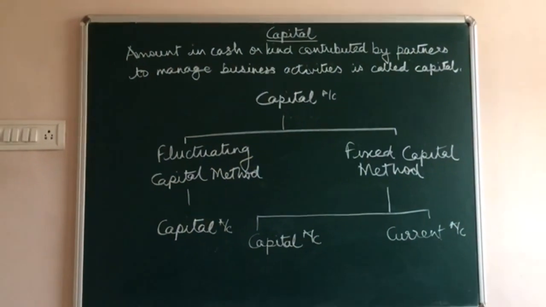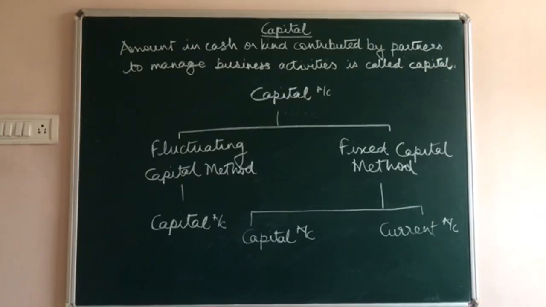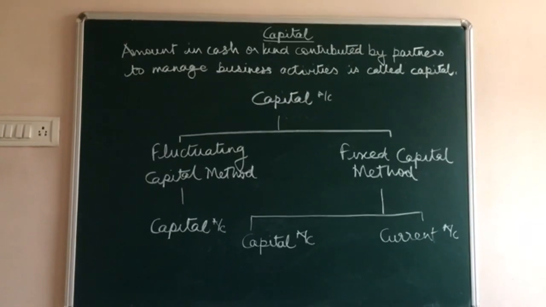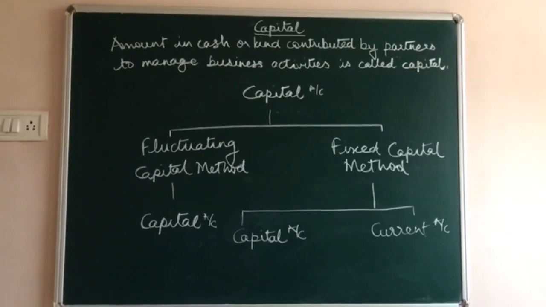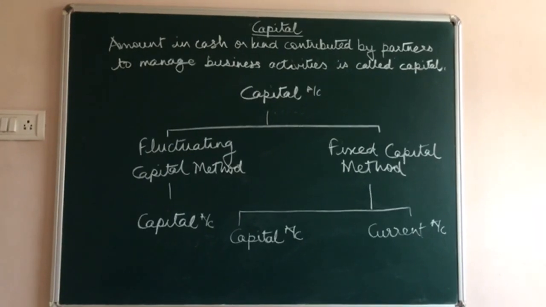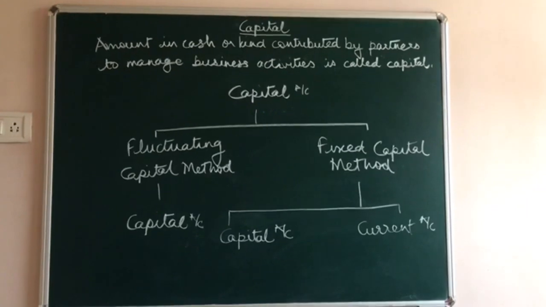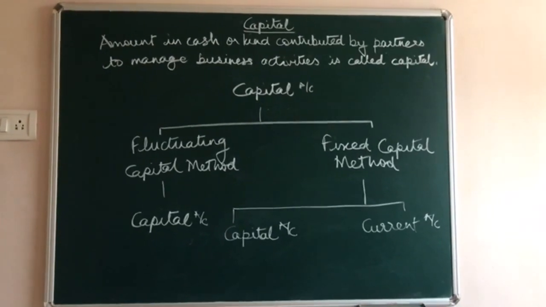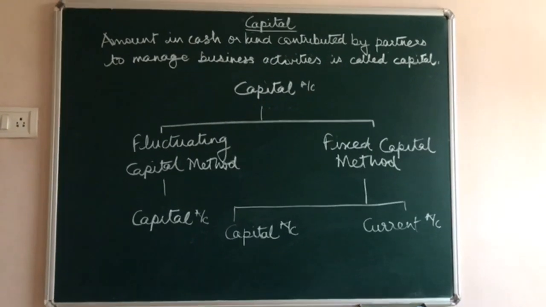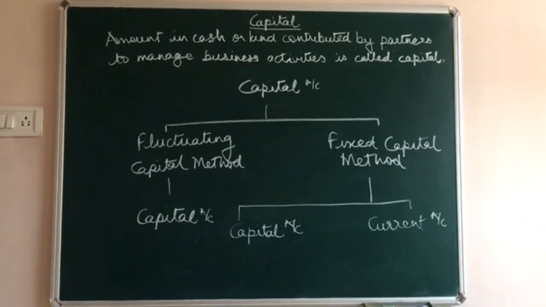Hello students, today we shall see methods of capital account. As you all know, we have already studied in class 11. What is capital? The total amount invested in business by owner is known as capital. Do you remember the formula of capital? Capital is equal to assets minus liabilities.